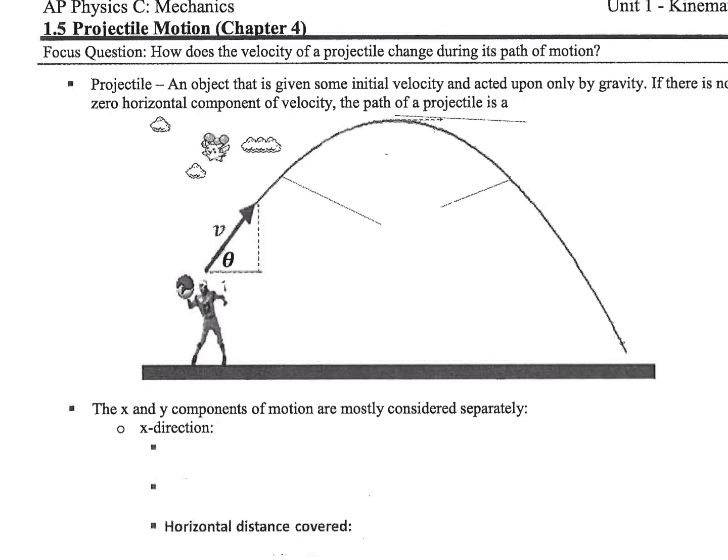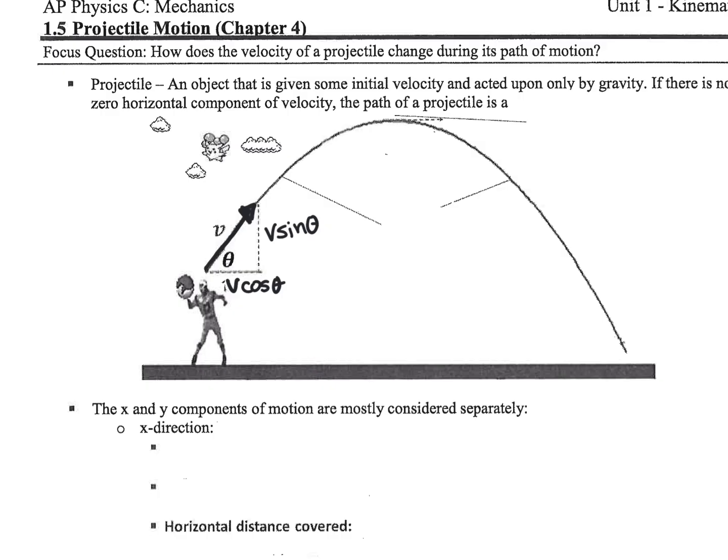Okay, so let's think about the things we know. If we're throwing something at an angle, then we have to take that velocity and turn it into its separate dimensions, its components. So the x component becomes v cosine theta, and the y component becomes v sine theta. All right? So we know that.